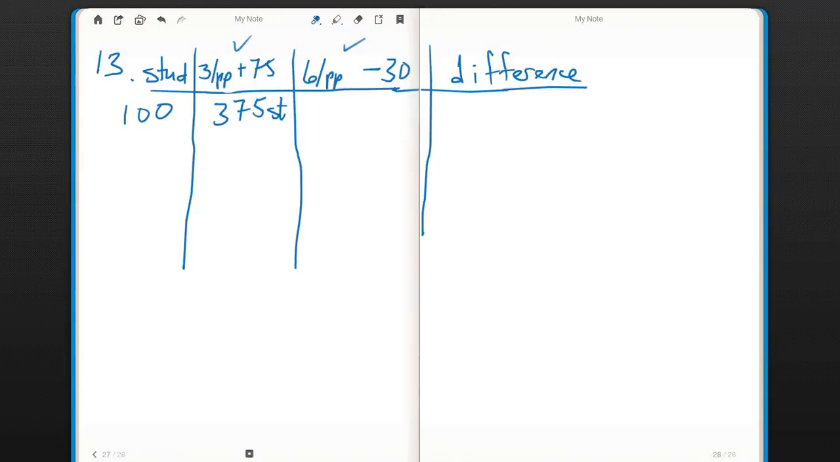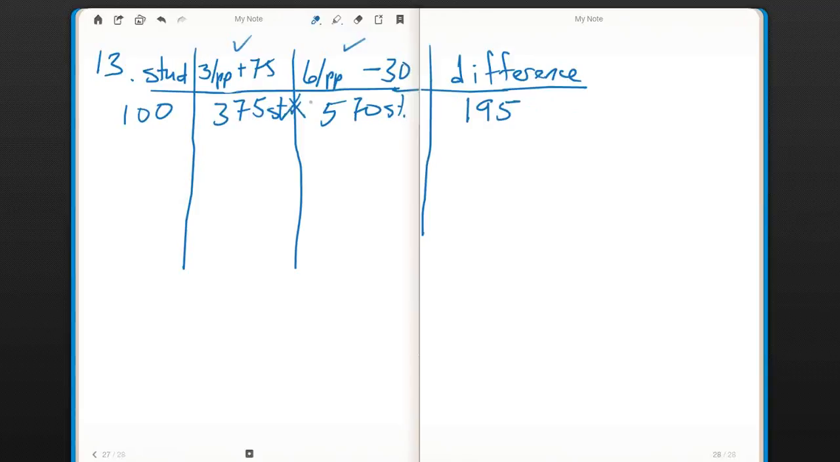If I give 6 stickers per person, then I would give away 600 stickers, but according to the problem, I run out 30 stickers too soon. So 600 minus 30 is 570 stickers. Now I made another column over here with the difference. The difference here is 195 between these two. What I want is for these two numbers to be the same. Clearly they're not the same. The only reason to keep track of the difference is to know if I've gone the right direction or not.